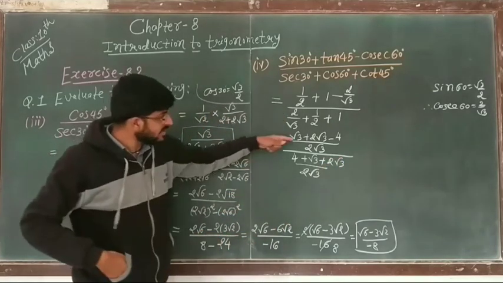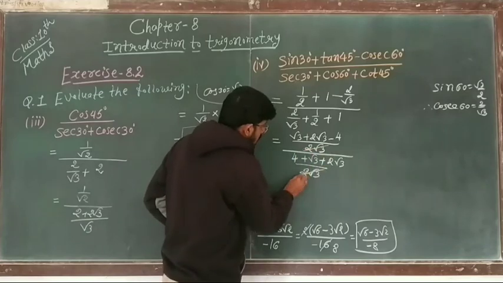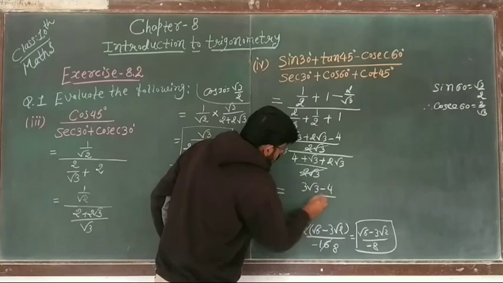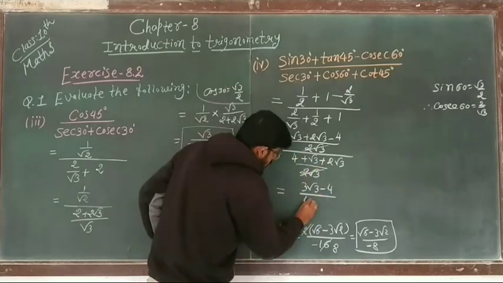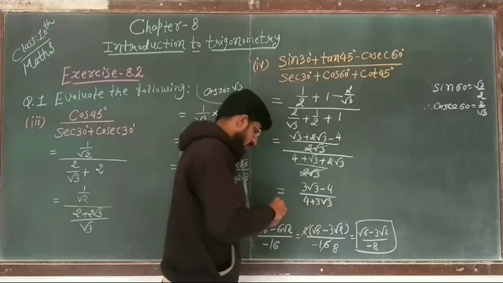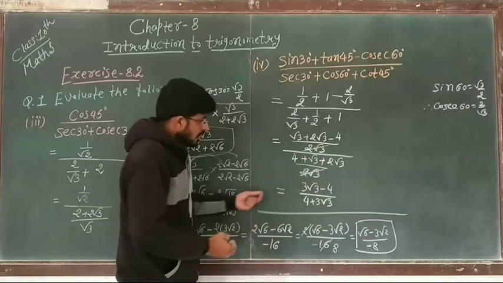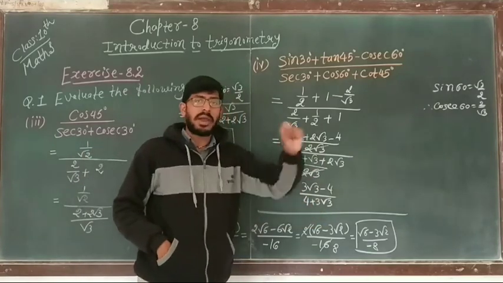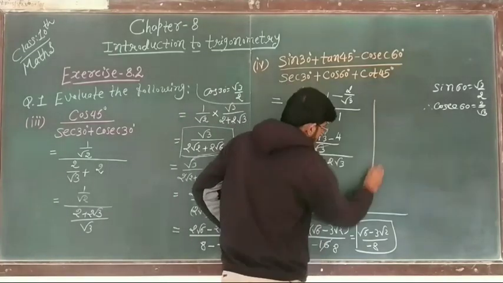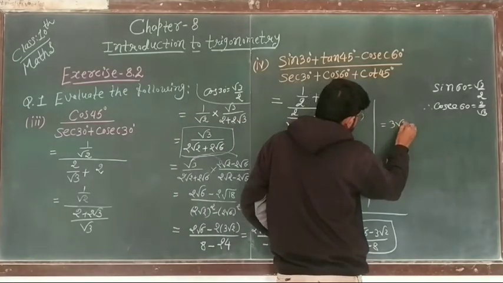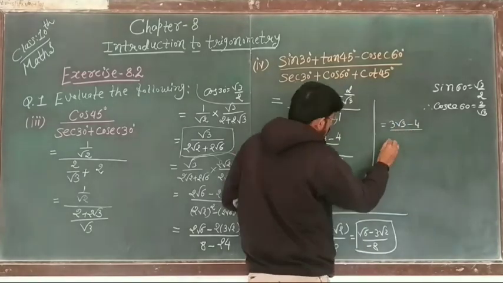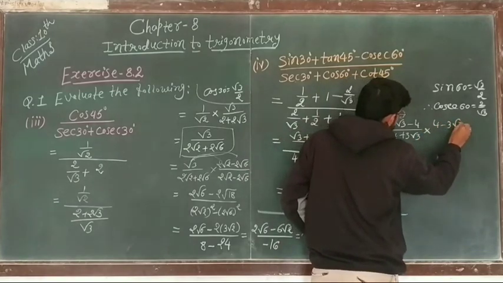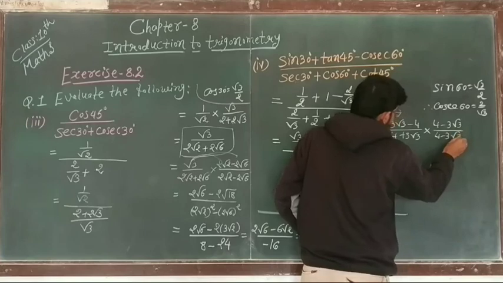Now see, here LCM is the same, so we can cancel out. So here 2 root 3 plus root 3 will be 3 root 3 minus 4 upon, same as here, 4 plus 3 root 3. Now see, now we have to apply rationalization. It means we have to multiply and divide by 4 minus 3 root 3. So here we have to multiply 3 root 3 minus 4 upon 4 plus 3 root 3 as it is. Multiply and divide by 4 minus 3 root 3 upon 4 minus 3 root 3.